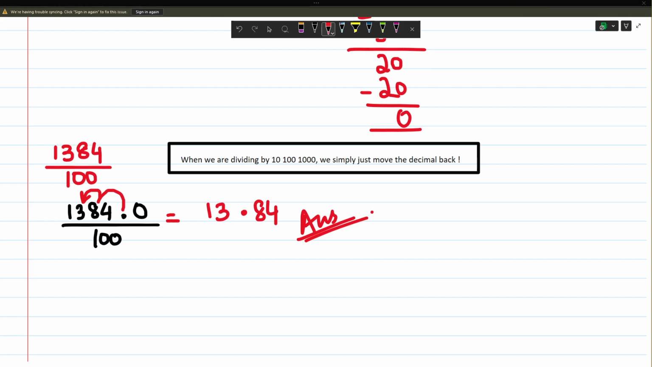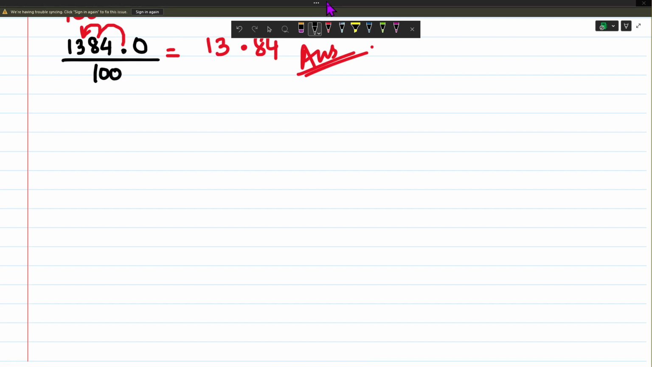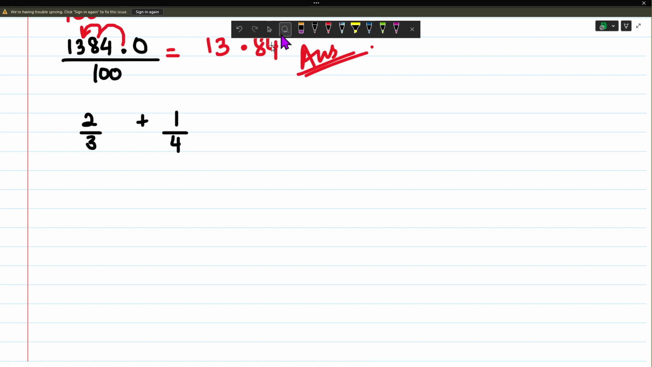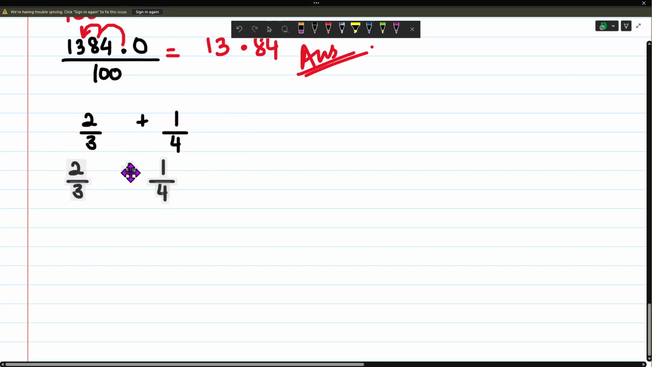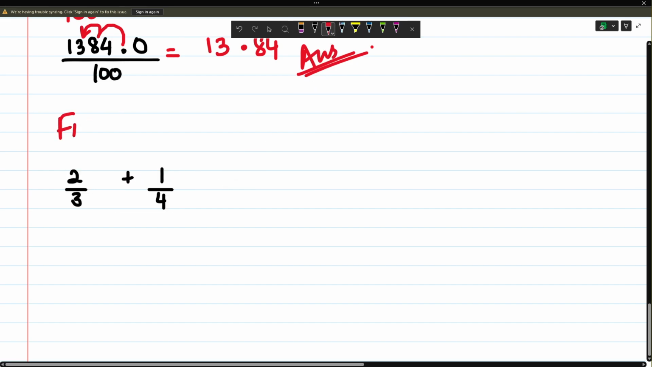Before questions, let's also do simple addition of fractions so that I can give you all the questions together, right? Now in this, suppose you have 2 divided by 3 plus 1 divided by 4. Okay, this is simple. Yes, this is fraction addition and subtraction.